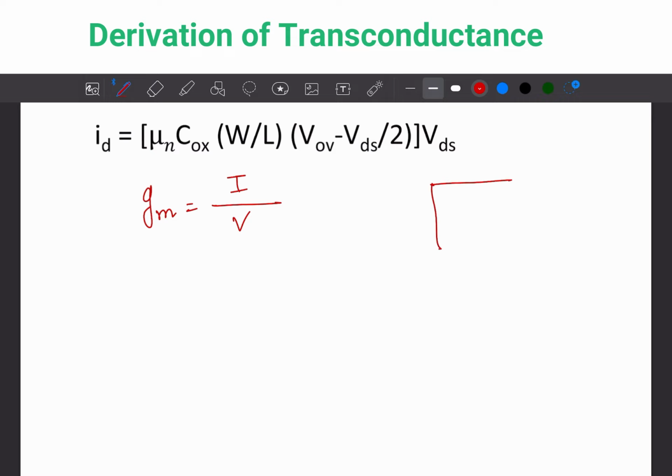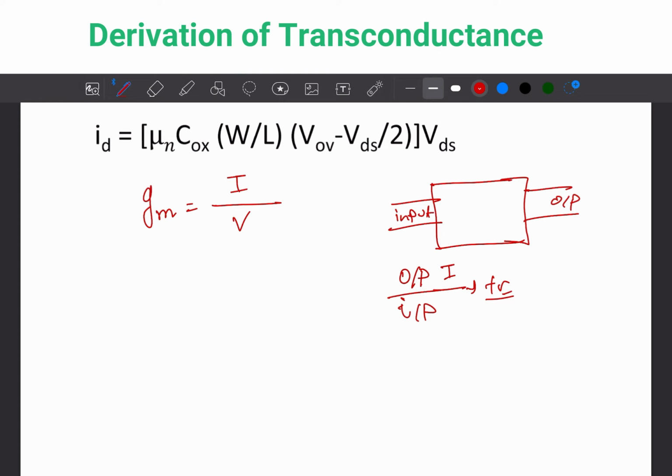So now, this will be the input, this will be the output, right? So transconductance means the transfer of conductance. Okay, that means output by input is the trans, right? And here we need to write down conductance. Conductance will be then output current divided by input voltage, as we need to calculate transconductance. Okay, so then it will be IDS divided by VGS.